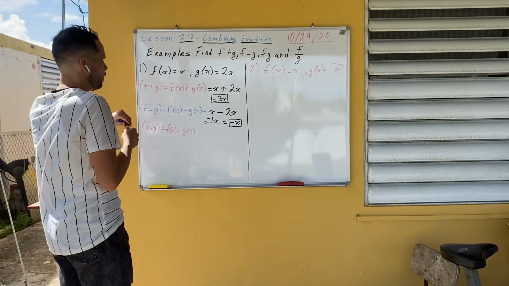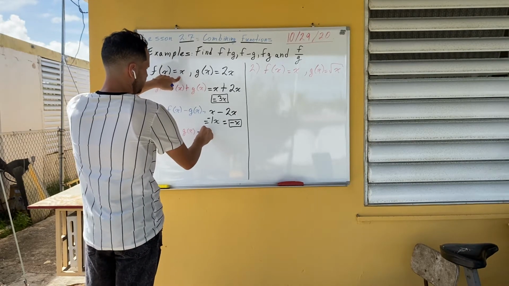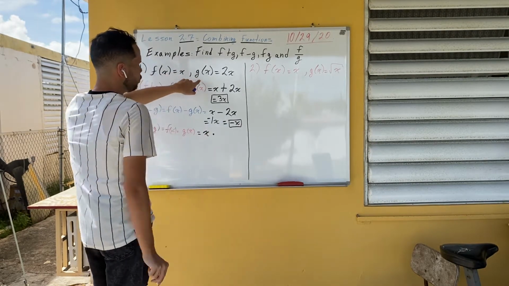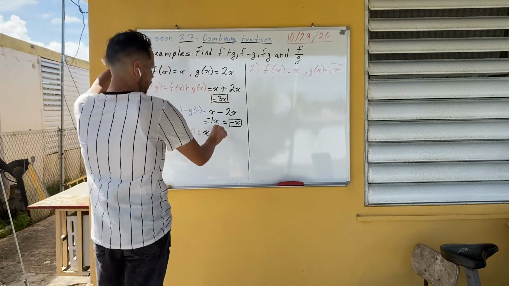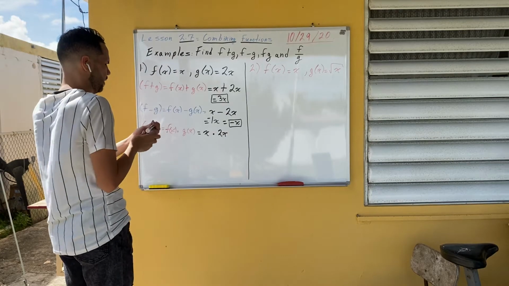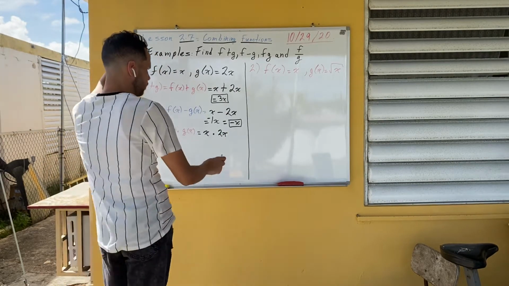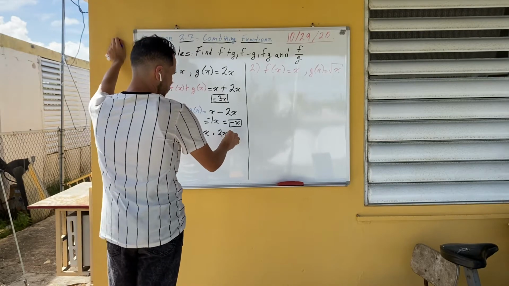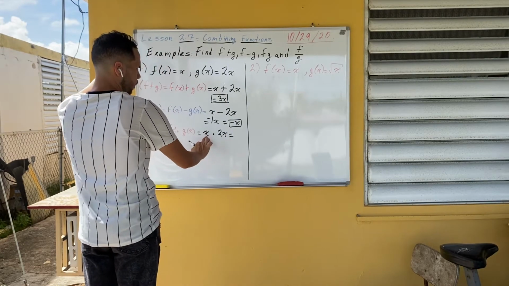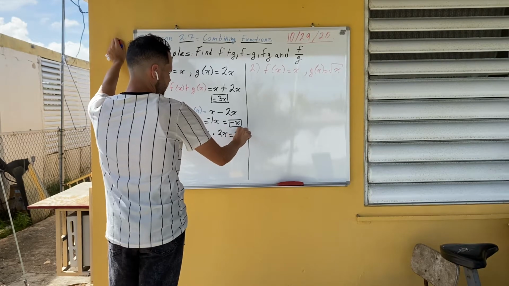We're going to multiply f of x, that is x, times g of x, that is 2x. So in other words, we're going to multiply x times 2x, and we're going to add the exponents. So 2 times 1 is 2, but when we add the exponents, it's going to be 2x squared.